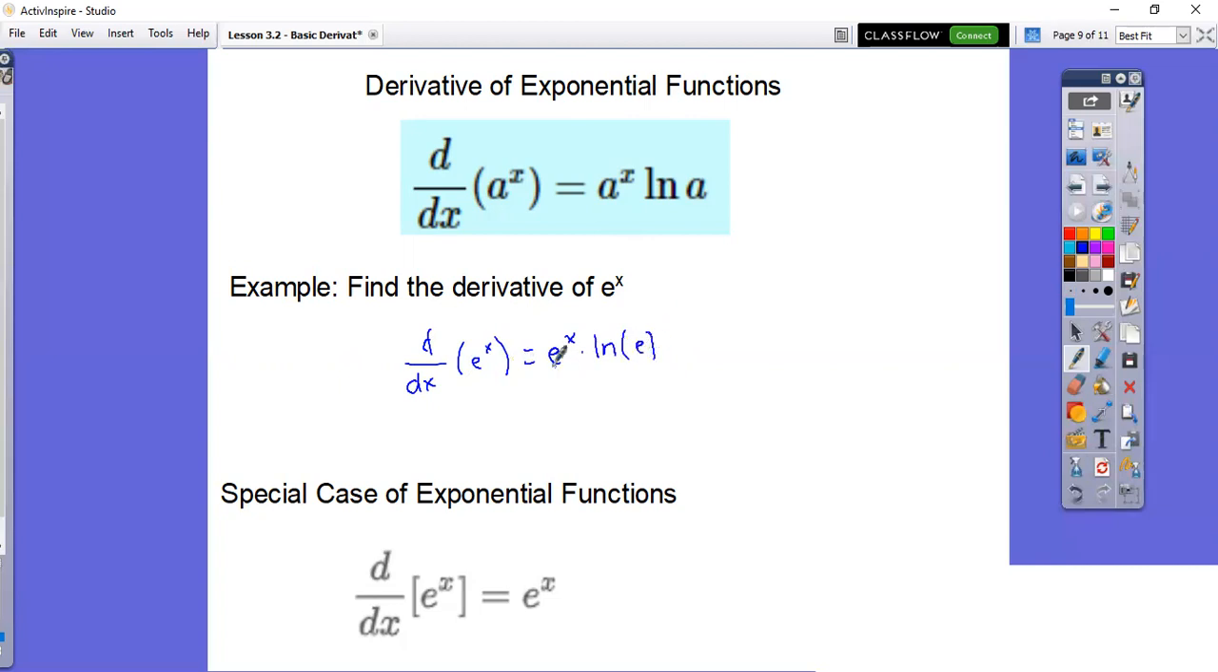So this would be ln of e, and we know that ln of e is just 1, so this would just be e to the x. So this creates a special case for exponential functions. So the derivative of e to the x, d dx of e to the x, is just e to the x. All right, then we can apply the same rule with different bases and it would still work out. We just have times ln of something.